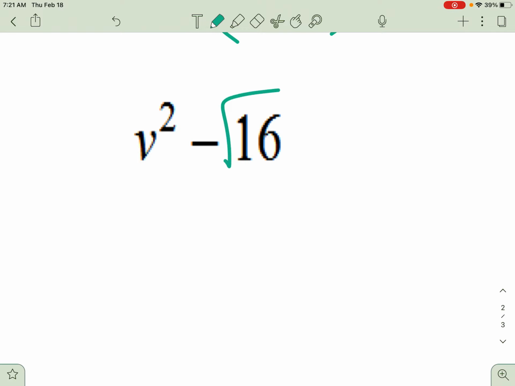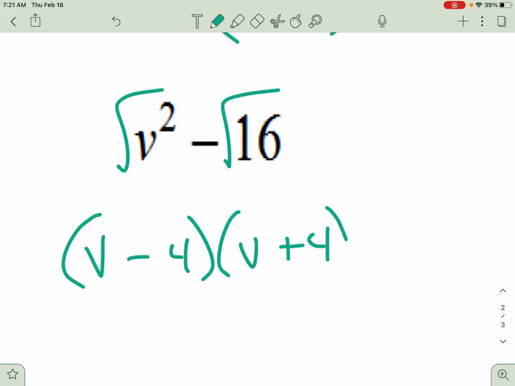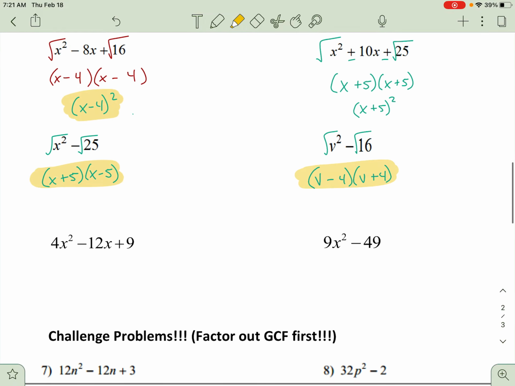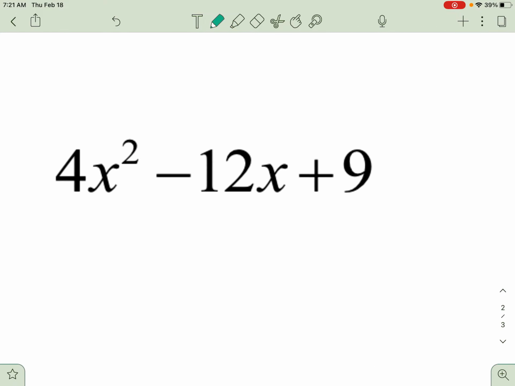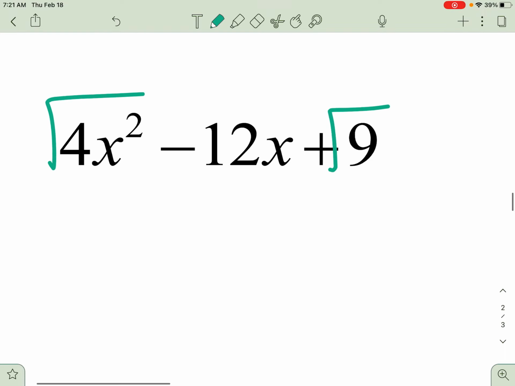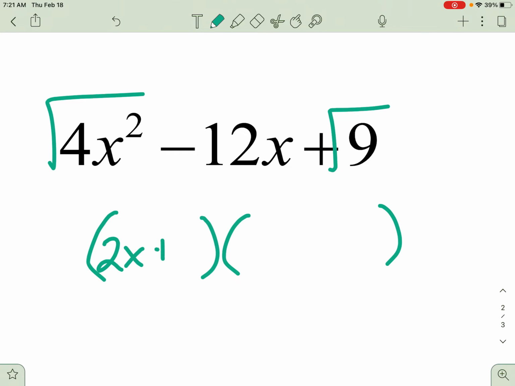Another difference of squares, perfect square, v minus 4, v plus 4, because there's no middle term, so it's got to cancel. Right? Down here, same thing. Even though it's a 4 out front, 4 is a perfect square, 9 is a perfect square. Okay, so take the square roots. You're going to have 2x plus 3, or I'm sorry, 2x minus 3, because it's a minus here, and 2x minus 3, because again, what's the square root of 4? It's 2. What's the square root of 9? 3. 2x minus 3, 2x minus 3.